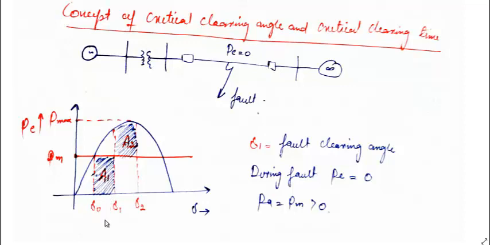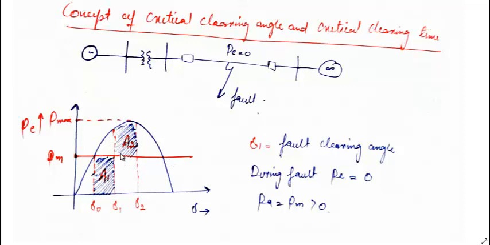Let us say we are clearing the fault at delta 1 and we are restoring the power. When we restore the power, again this Pe will be this P-delta curve. Since we are clearing the fault at delta 1, that's what I have shown, a fault clearing angle at delta 1. Now the electrical power has been restored to Pe, that is this Pe.